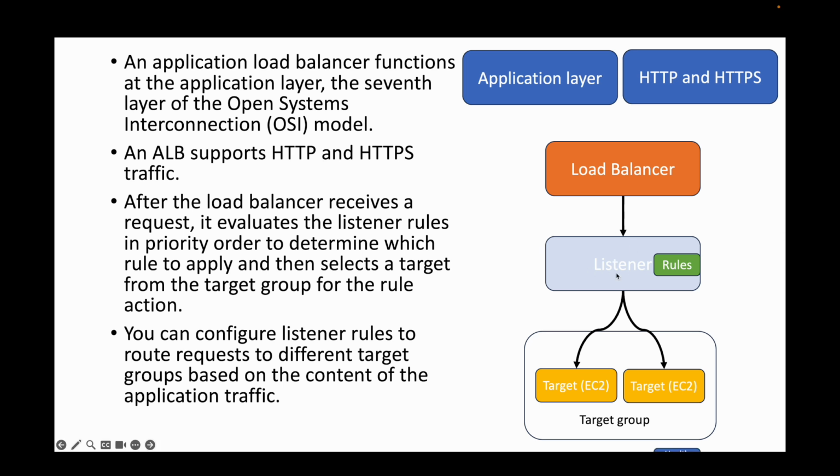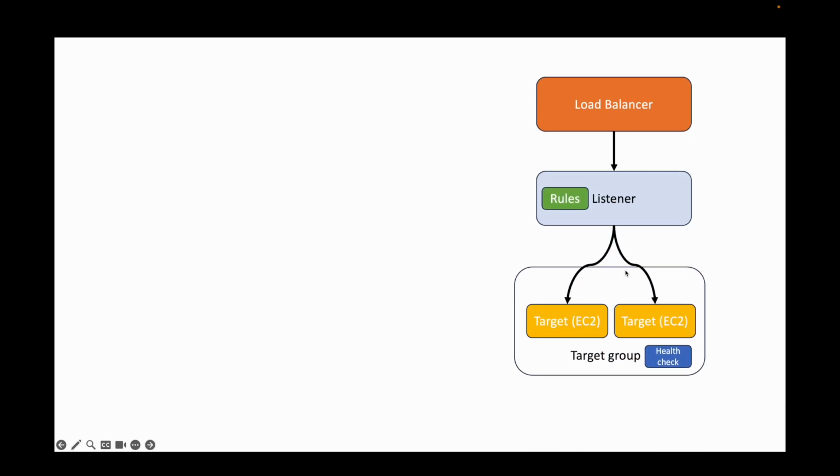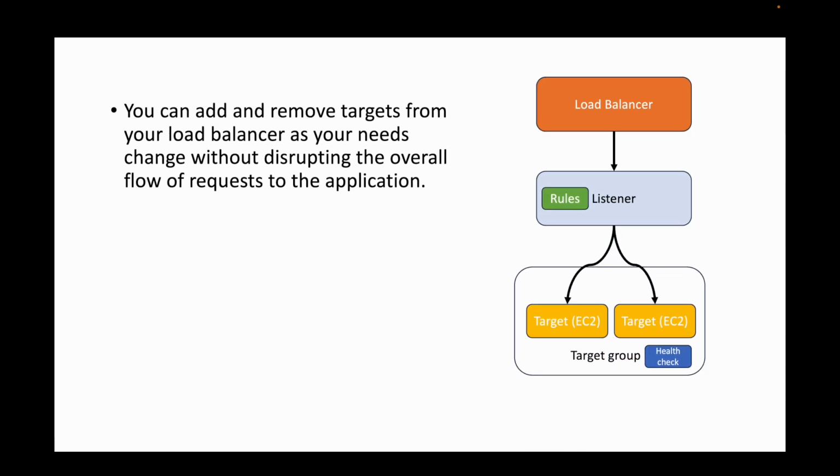And you'll also be implementing a health check. Your load balancer will only send the traffic to your healthy targets. If the health check fails, then the load balancer will not send the traffic to those targets. So this is basically the flow of your load balancer. The load balancer will receive the request, evaluate your listener rules, and then forward the traffic to the target group based on the rules that you have defined. So this is essentially how your load balancer works.